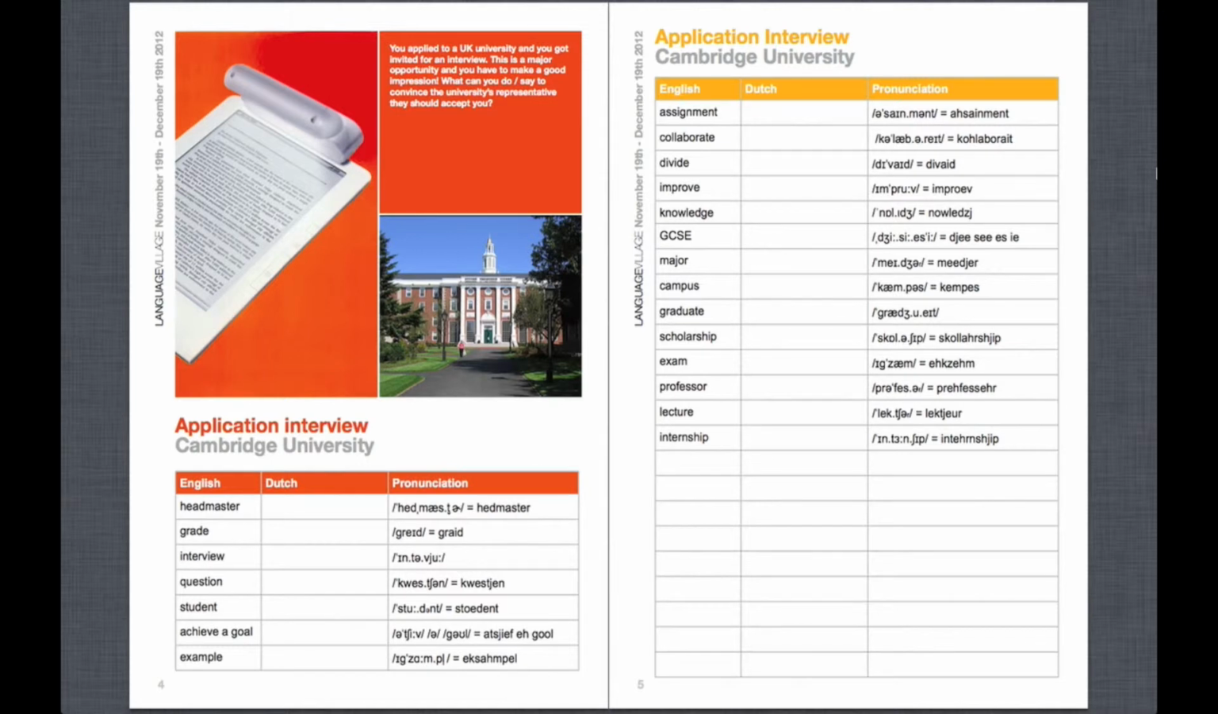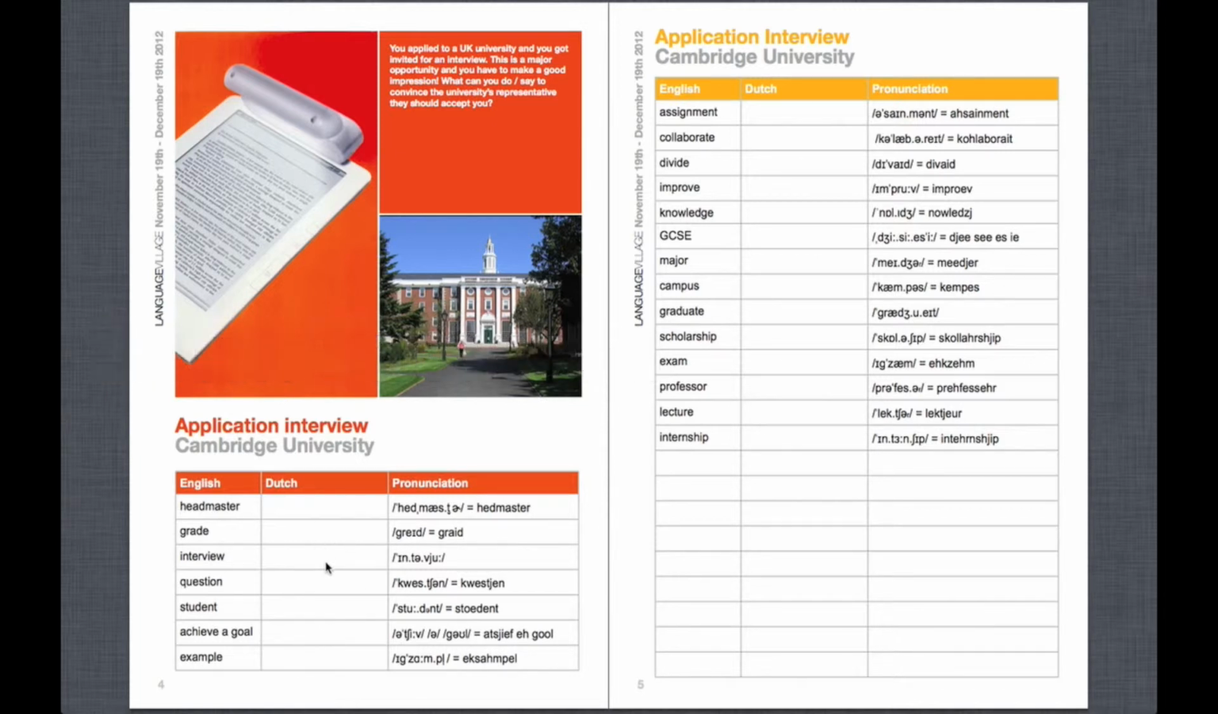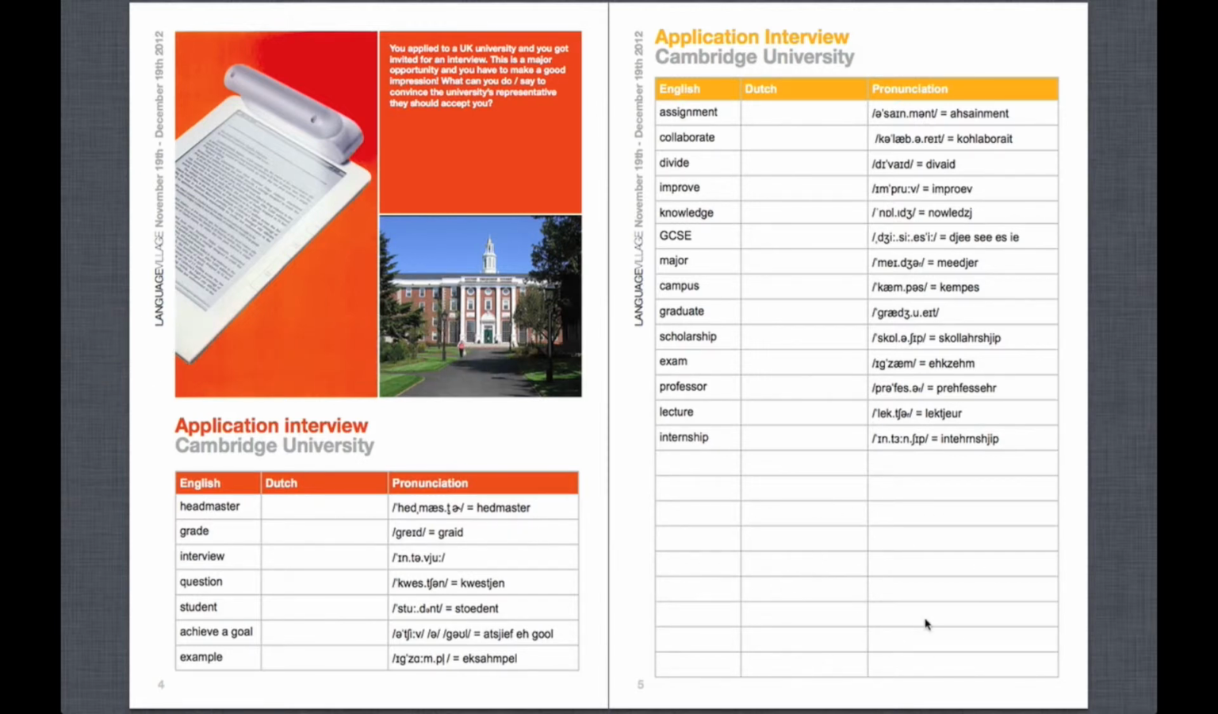Let's take a look at page 5 and 6. On these pages, you'll find the vocab list for the application interview. In the first column, over here, you'll find the English terms you could use during the conversation. The second column was left open so that you can write down the translations yourself. You can use the third column to figure out how to pronounce the words. At the bottom of page 6, some rows have been left open for you to write down other useful words that you might come up with.